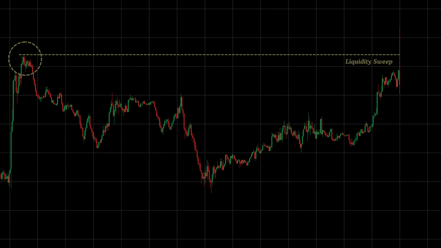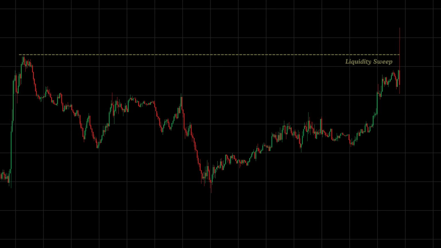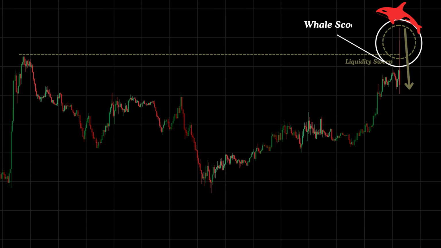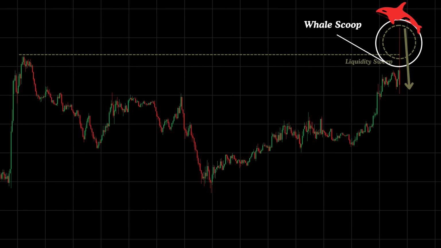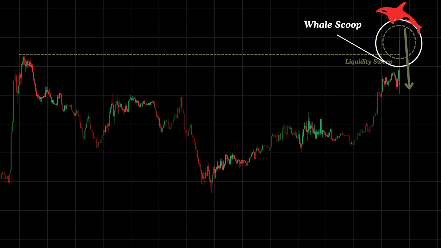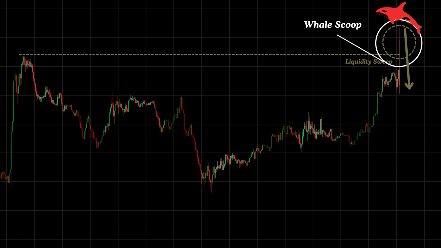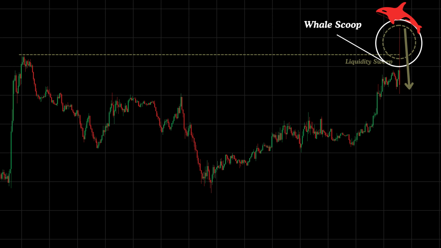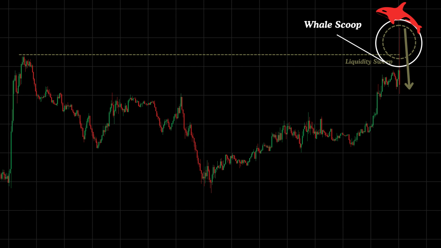Now that we've confirmed a valid setup, the next step is to execute a sell order. For this, I'll be applying the conservative entry model of the whale scoop strategy. To proceed, I'll switch to the 1-minute time frame and patiently wait for the price to form a clear change of character, CHoCH, as confirmation before placing the trade.